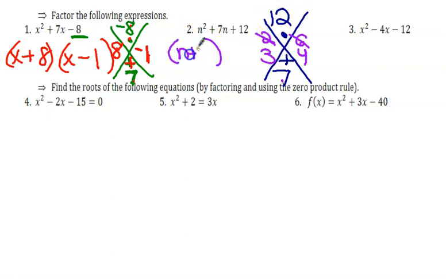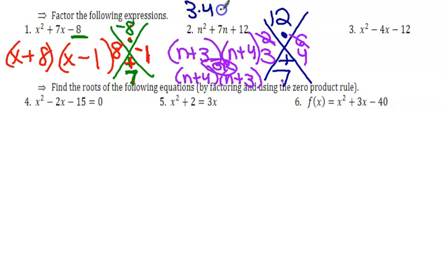So I have n plus 3, and then I have n plus 4. If you decide to put n plus 4 times n plus 3, that means the same thing, okay? It's like saying 3 times 4 or 4 times 3. You'll still get 12, so make sure that you can interchange that, all right?